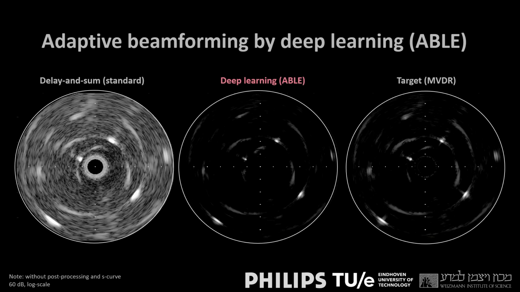So looking at some of the images here, what we have on the left is delay and sum, in the middle the deep learning method, on the right the target, which is the MVDR. Then delay and sum has a lot of noise in the background, lots of clutter, strong side and grating lobes, while the deep learning method even manages to outperform MVDR, although it is trained on MVDR. Note that it's not trained to replicate the apodizations that MVDR produces, but it's trained to produce the same image.